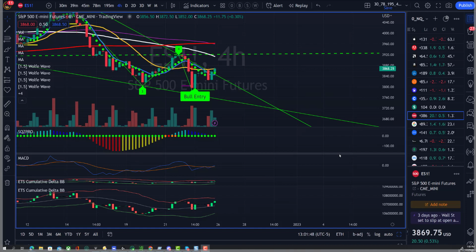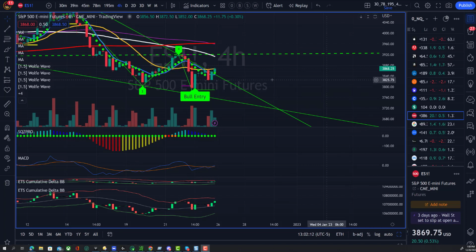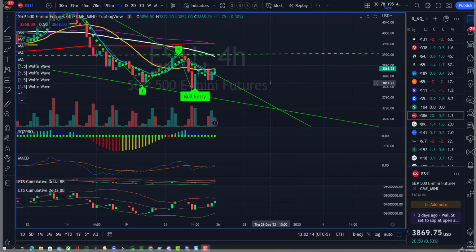This is an example of a Wolfe wave setup, and moving forward I'm going to produce a lot of examples to help the Wolfe wave traders learn more about this tool, which is amazing. What you can see here is the 4-hour time frame, so we're working with cycles equal to 4 hours, and this is an E-mini futures chart.